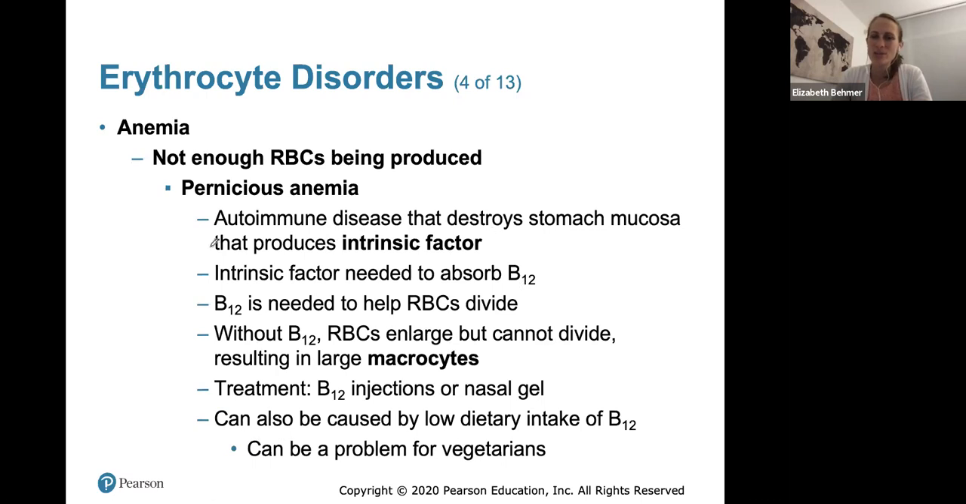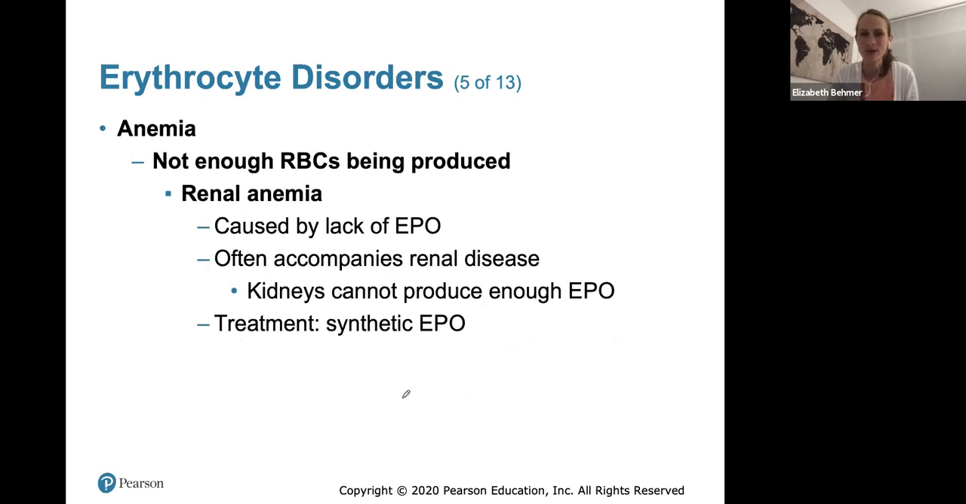And then pernicious anemia. One thing about pernicious anemia, it's an autoimmune disease, so this is something you can't help. It's your body attacking or destroying your own stomach mucosa that produces intrinsic factor. And without intrinsic factor, your stomach can't absorb vitamin B12. And B12 is what is needed to help your red blood cells to divide. So with pernicious anemia, you can usually take low dietary intake or injections of B12.